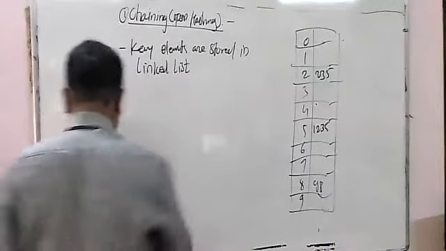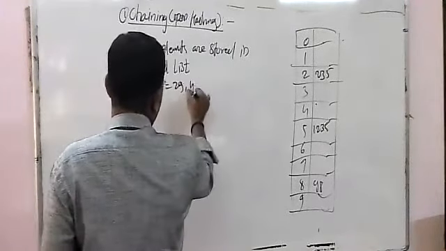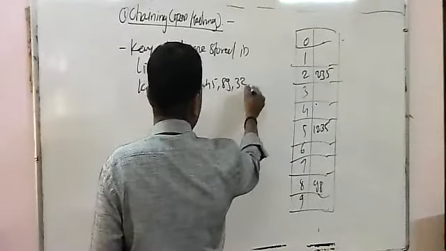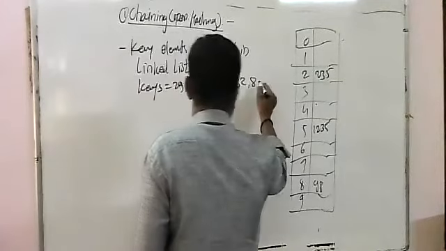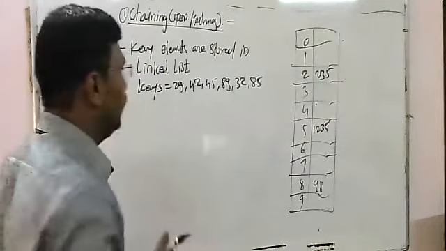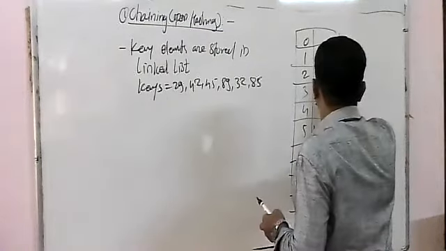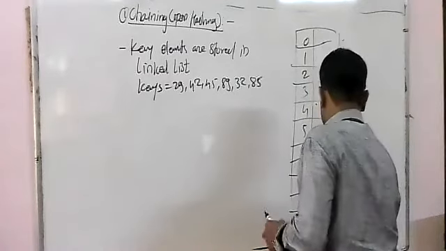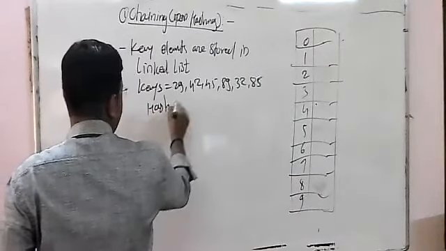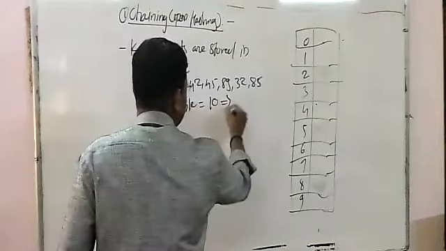For example, suppose we are having some number of keys like this: 29, 42, 45, 89, 32 and 85. Suppose these are the elements. And we want to store these elements into our hash table, which is having a size m is equal to 10. Okay. Hash table size is equal to 10. Means m is equal to 10. This is the m value.